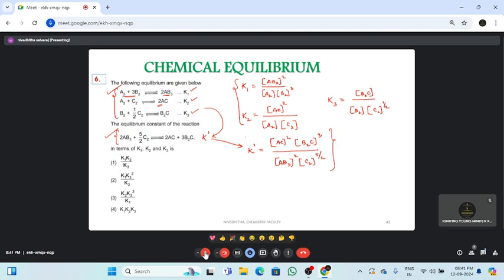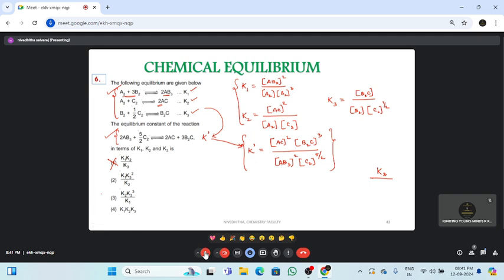So in this K prime, B2C is present in the numerator. Among K1, K2, K3, in K3, B2C is in the numerator. So definitely K3 will be at the numerator, right? So K3 has to be in the numerator. So in the options, in the first option, definitely K3 is not in the numerator. So the first option is ruled out.